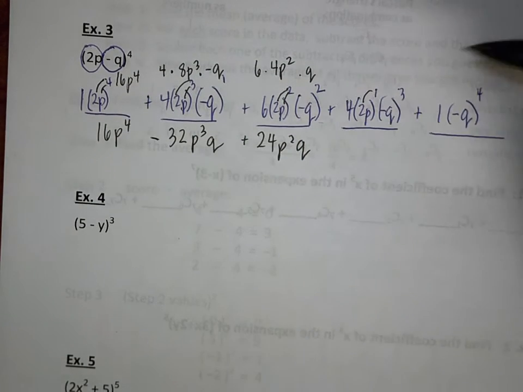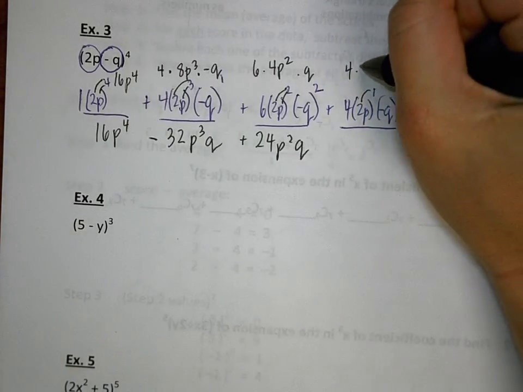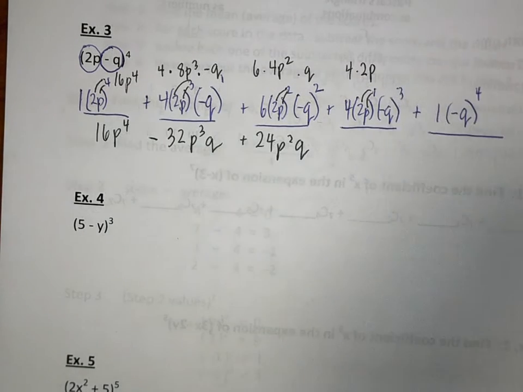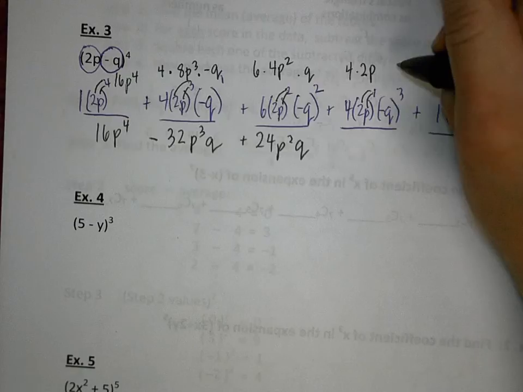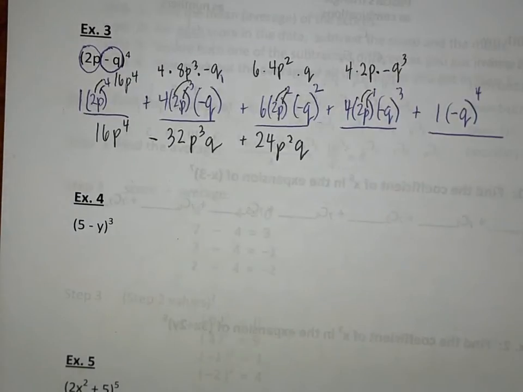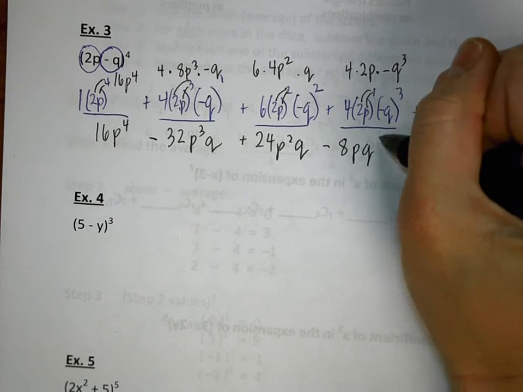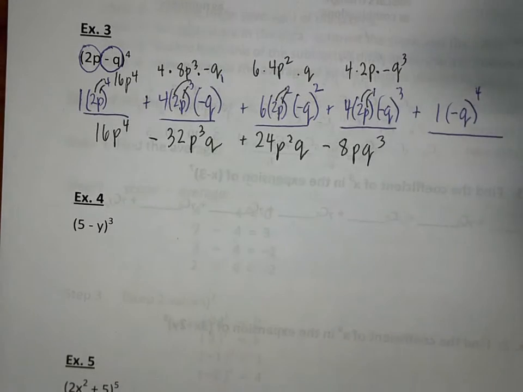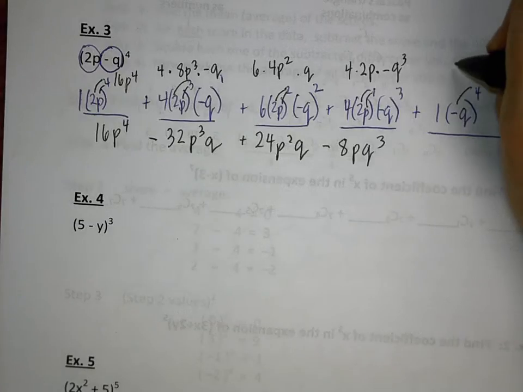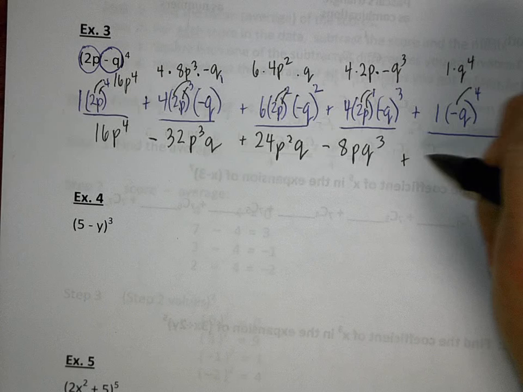2 to the first power is 2. So I still have my 4, and then I have my 2, and then I have my p. And what is a negative to the third power? So I have negative q to the third. So when I multiply all that together, what do I get? pq to the third. Good. And lastly, a negative to the fourth power makes a positive. Okay, so I have 1 times q to the fourth, which is just plus q to the fourth.